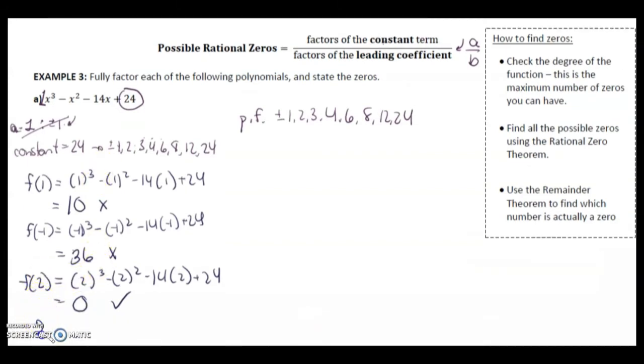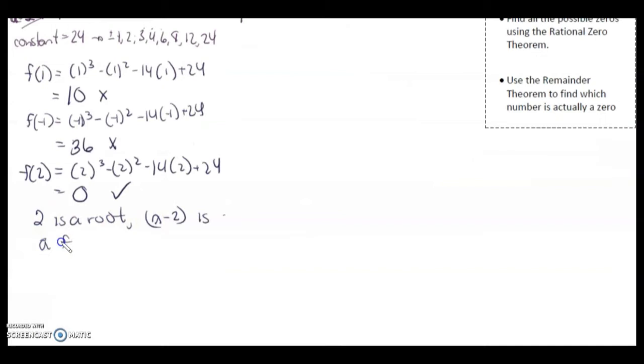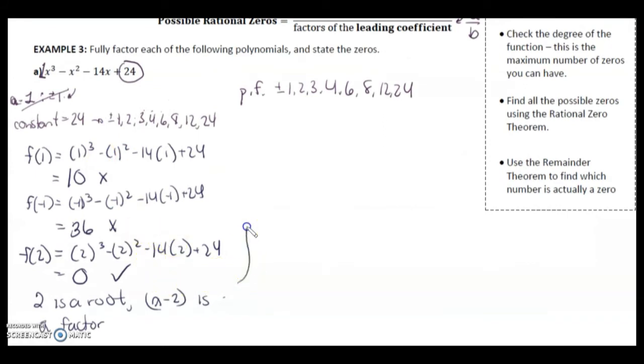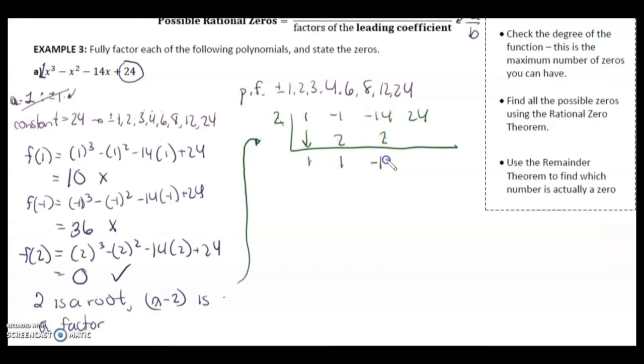So since 2 is a root, x minus 2 is a factor. Let me scroll down. If we know that x minus 2 is a factor, we can do synthetic division. Move this up just to save a little bit of space. Our root is 2, and our coefficients are 1, negative 1, negative 14, 24. Bring down the 1. 2 times 1 is 2. Add these together: 2 plus negative 1 is 1. 2 times 1 is 2. 2 plus negative 14 is negative 12. 2 times negative 12 is negative 24. Remainder 0. If this remainder is not 0, then you've done something wrong.